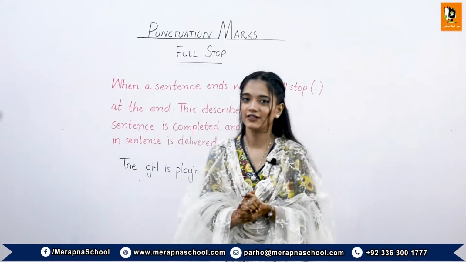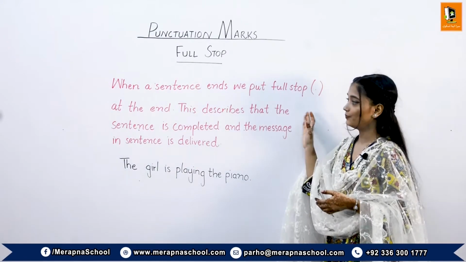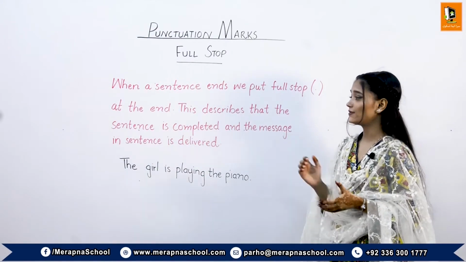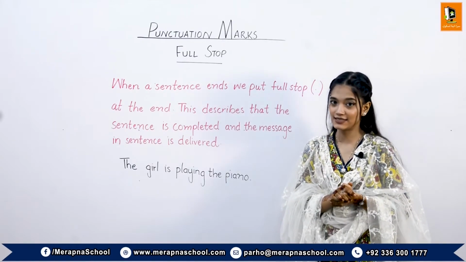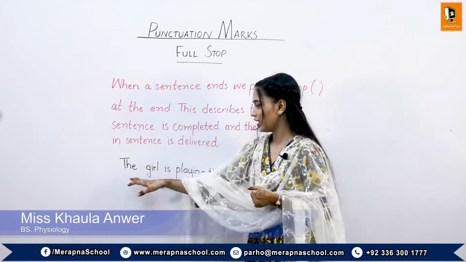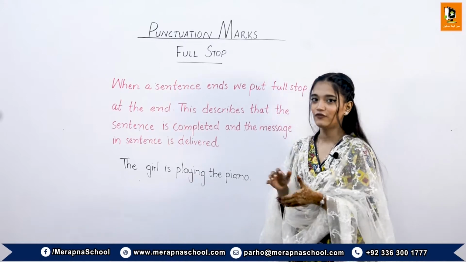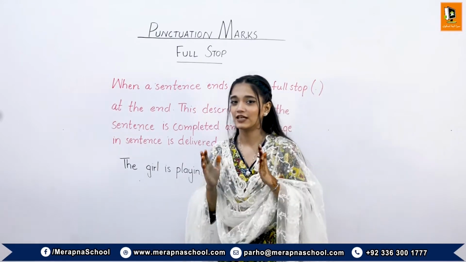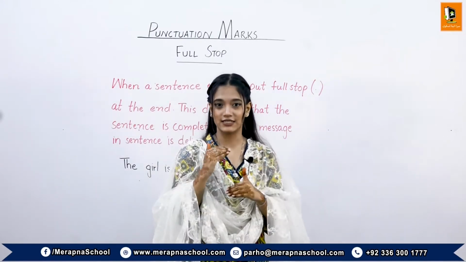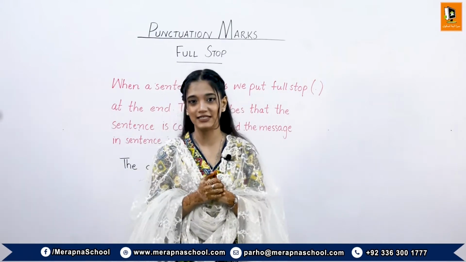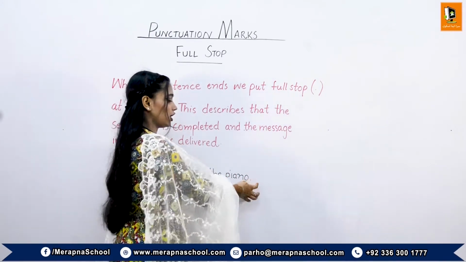Okay, now we will talk about the full stop. When a sentence ends, we put a full stop at the end. This describes that the sentence is completed and the message in the sentence is delivered. Like the sentence, the girl is playing the piano. At the end, we have put the full stop. The full stop is put at the end of the sentence to show that the message is delivered and the sentence is completed.